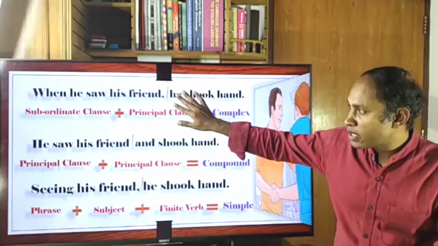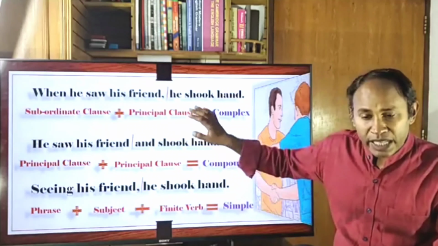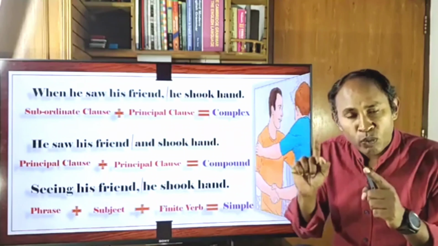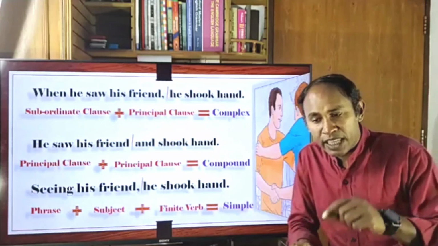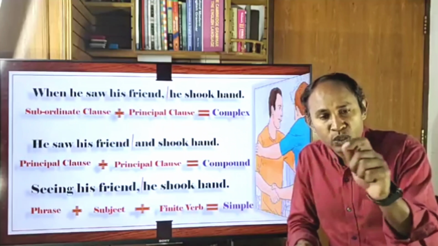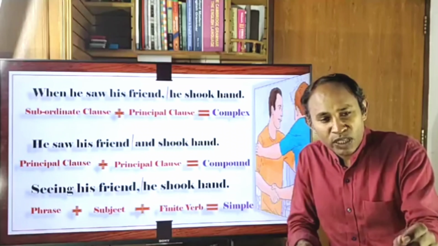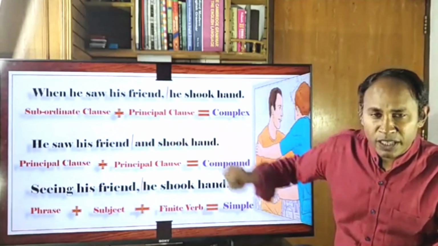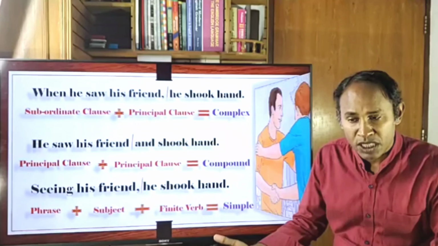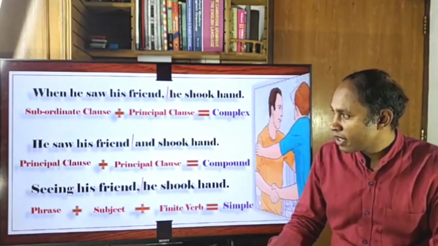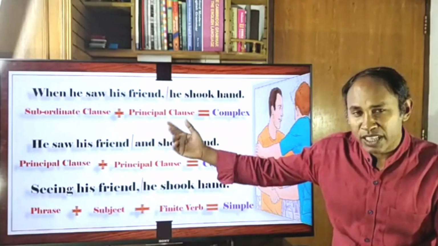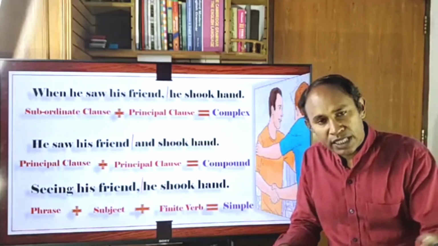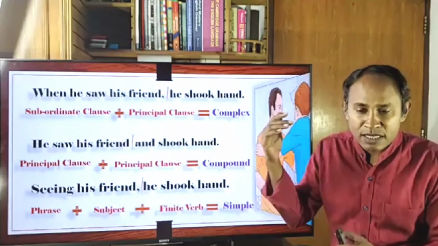If we look at these two sentences, "When he saw his friend, he shook hand," and "He saw his friend and shook hand," what is the difference between them? If I give these two sentences to a student studying in KG 1, 2, 3, and ask him or her what the difference is, what will he or she say? Will he say, oh sir, there is a subordinate clause, a principal clause, a subordinating conjunction, a coordinate? Will he answer in that way? No. He will match word by word.